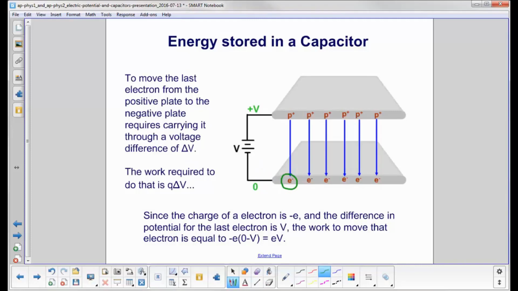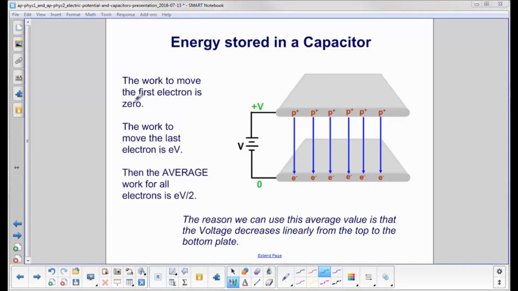The work required to do that is Q delta V. We've used that a few times earlier. The charge on an electron is negative E, and the difference in potential for the last electron is V. The work to move that electron is equal to negative E times negative V, or just EV.